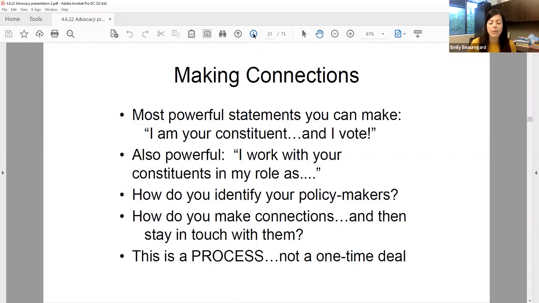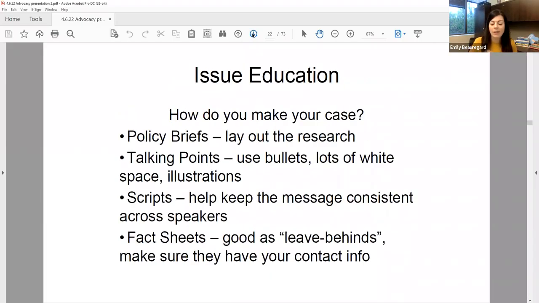And it's really important to stay connected and to build relationships. And just remember, this is not a one-time deal. The more you reach out, the more you have that ongoing communication with policymakers, the better. We can go to the next slide. Oh, I'm going to turn it back over to Dr. Schuster now.